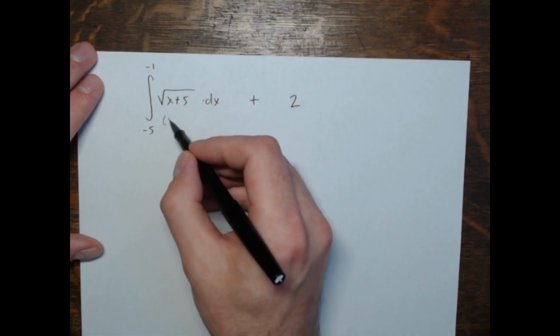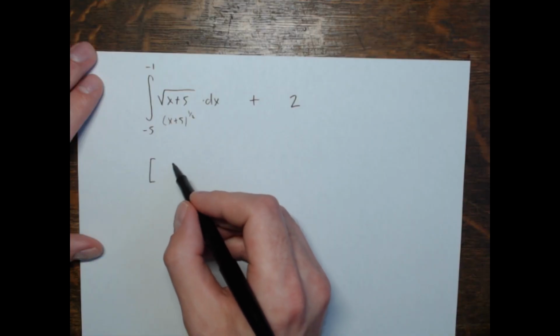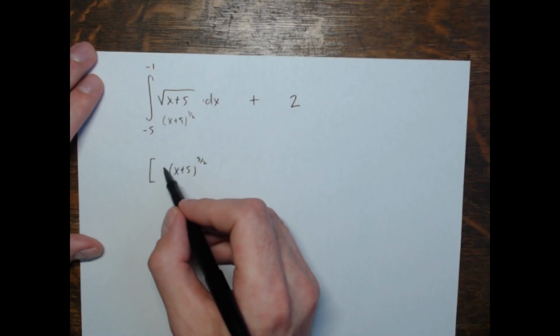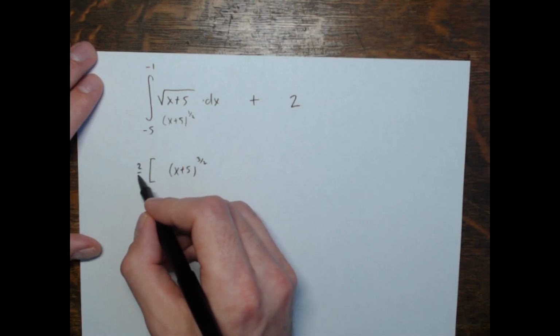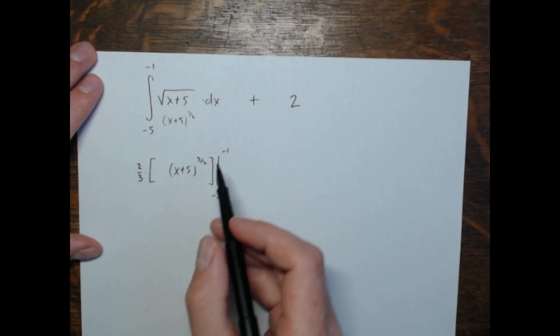All right, so remember this is x plus 5 to the half power, so my antiderivative is going to be x plus 5 to the 3 halves, times 2/3. I'll just pull the 2/3 out here. And we'll evaluate this from -5 to -1.